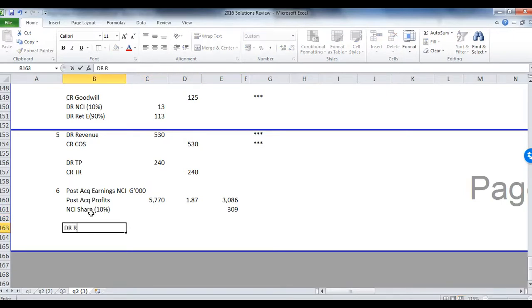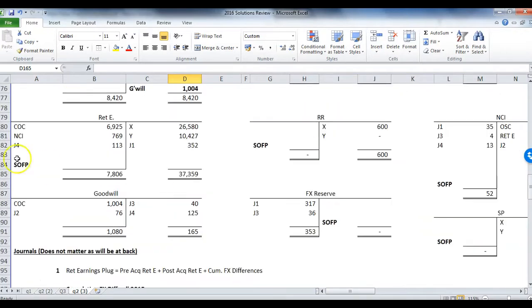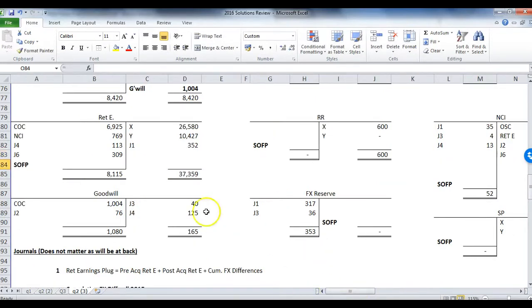So all you simply do is debit retained earnings, credit NCI. They get their share of the profit, 309, and I'll bring this over, 309. So that's one step students always seem to forget, to allocate the post-acquisition profits to the NCI. So all that's Journal 6, 309, and then Journal 6 here, 309. So now we have all the adjustments done. We've given the profit to the NCI.